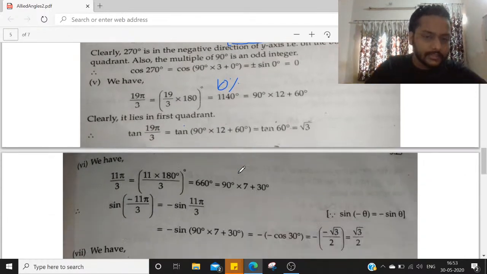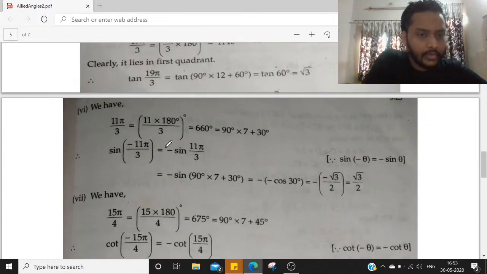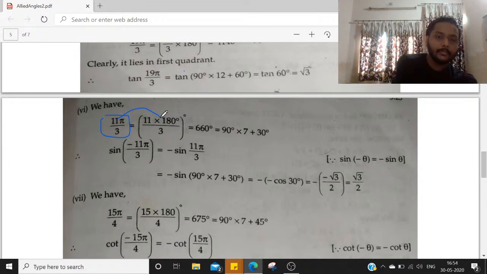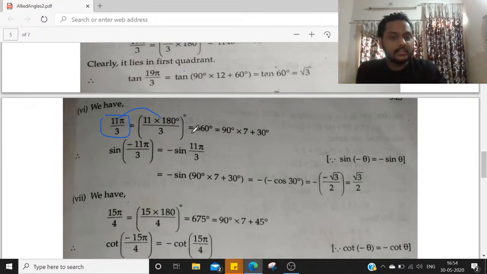Now moving forward, let's continue talking about these questions. So when you have 11 pi by 3, how to tackle this? That will again be 11 by 3 times 180. Are we clear with this, guys? You will be having 11 by 3 times 180 degree, and that will become how much? That will become your 660 degree, okay? So the angle is nothing but 660 degree.